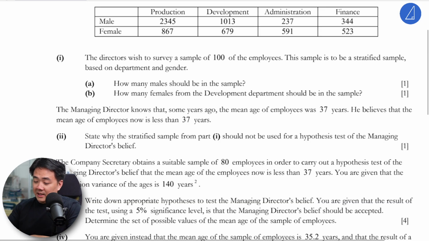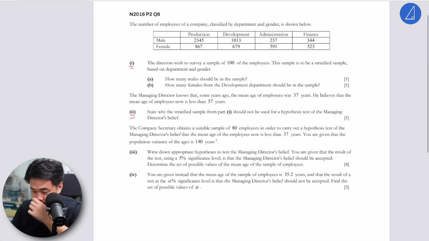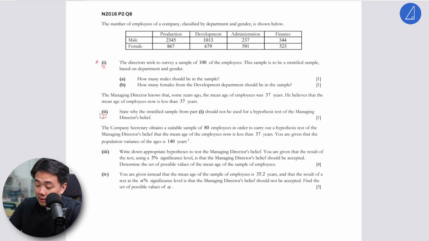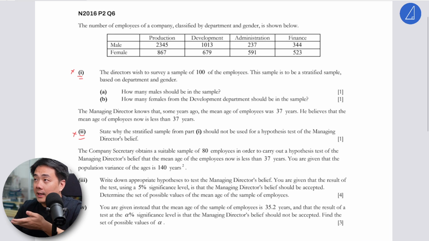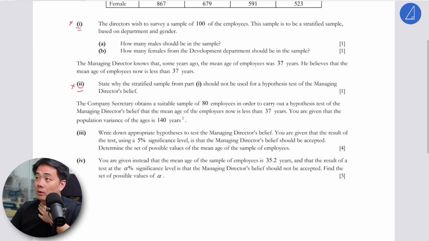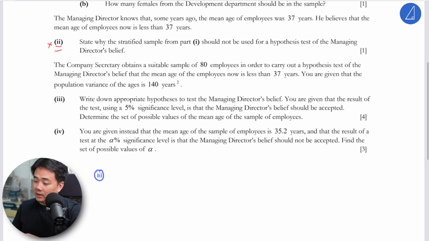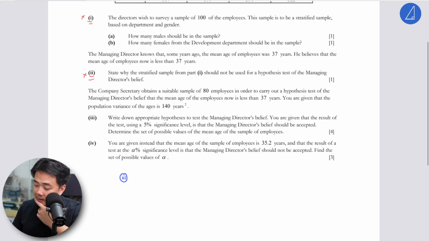So for the new syllabus, this is our syllabus. These two are our syllabus, so you don't need to do it for the current syllabus. Okay, stratified sampling is basically just strata, so we don't need to worry about it. We look at part 3. Actually, for part 3, it's just a standalone question. You don't need part 1 and part 2, I believe.